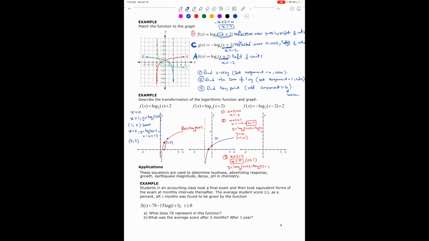So this is log base 2 of x plus 2. And it matches the transformation, as you can tell here. The graph shifted to the left 2 units, and that is exactly what happened here.